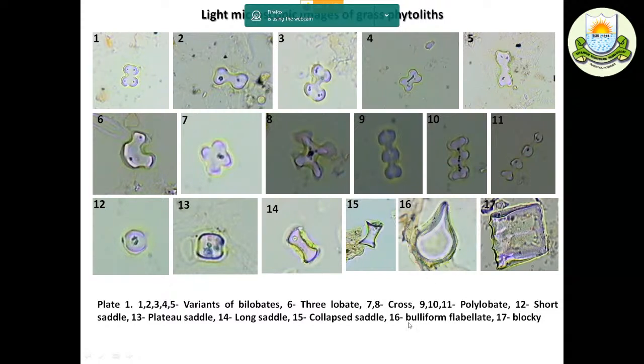We know that nowadays it is known as the bulliform flabellate. Bulliform cells are produced in higher numbers when plants are water stressed. In response to water stress, grasses start rolling their leaves to cope with the situation, and they produce more bulliform cells. So if we get a higher number of bulliform cells in a sediment, we can say that there was water stress in that condition.